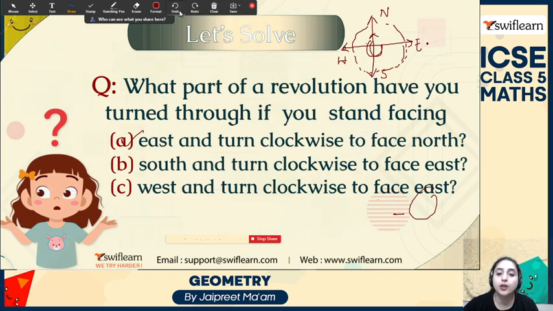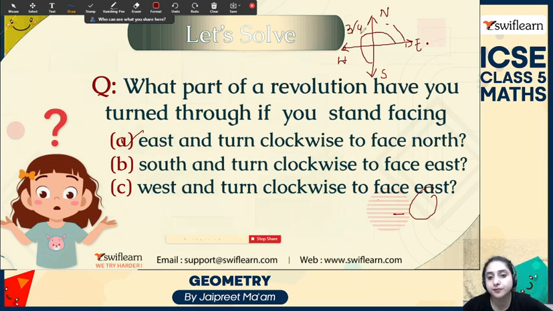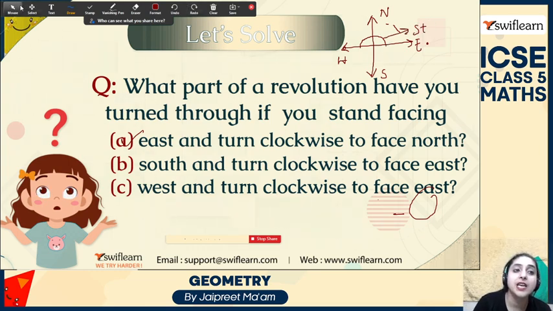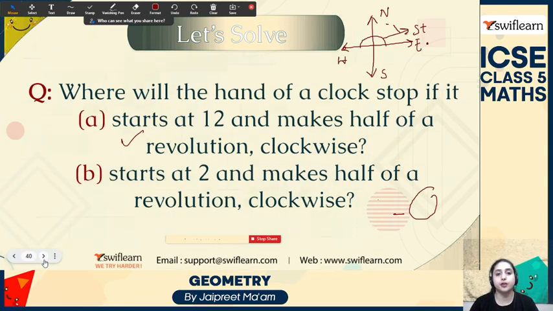Now the second one is south. You are standing in the south direction and turn clockwise to east, so you are moving like this again. So again it is 3/4. West, now you are standing in the west and turn clockwise to east. So this angle makes a straight angle because its measure is 180 degrees. Okay, so that means half of the revolution.